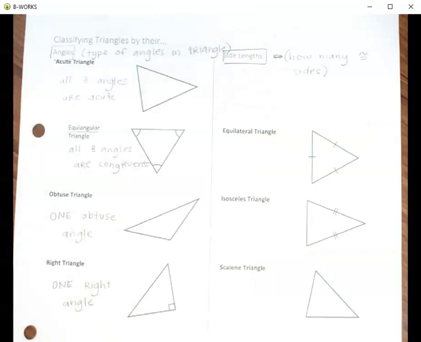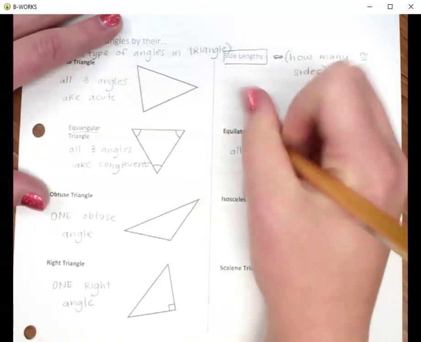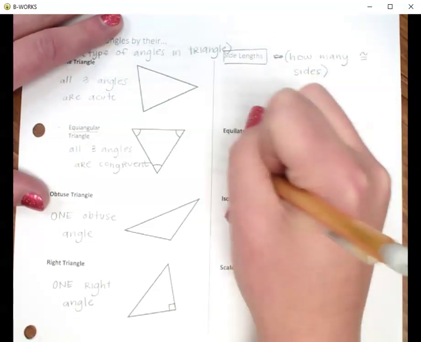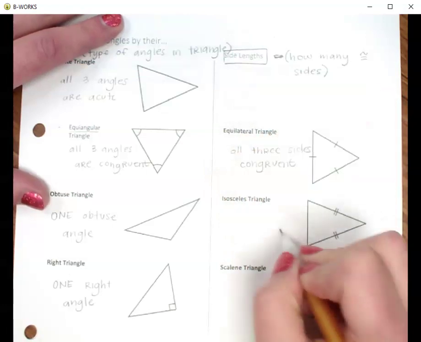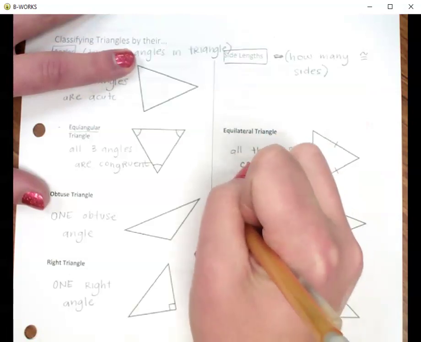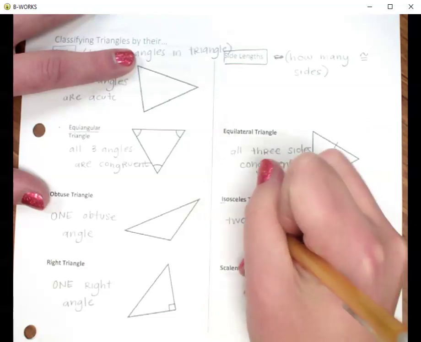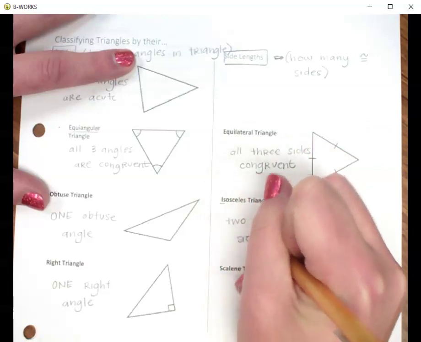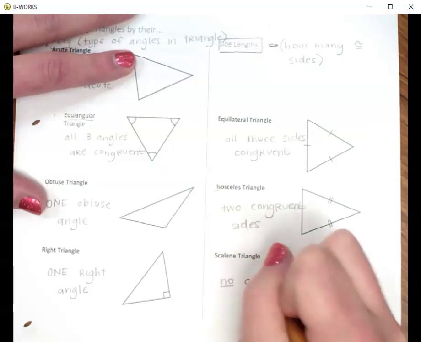So an equilateral triangle, the word equilateral sounds like equal lateral, equal sides. So an equilateral has all three sides congruent. We've got isosceles triangles, and a way I like to remember this, we have two eyes. So isosceles triangles have at least two congruent sides. And then last but not least, a scalene triangle, there are no congruent sides.